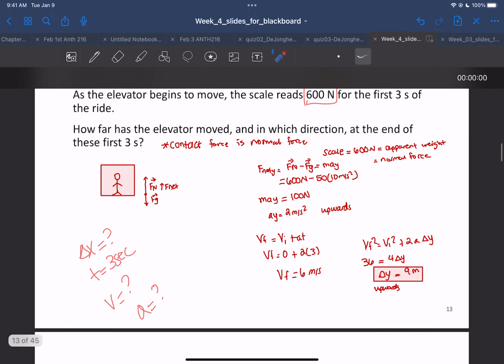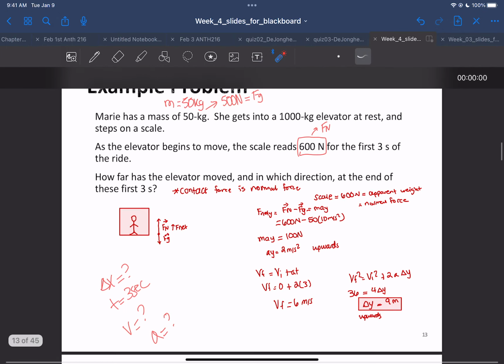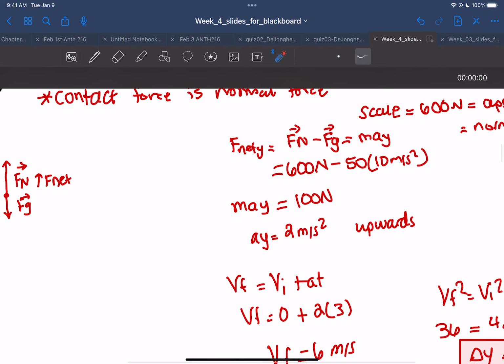Now, if we have may is equal to 100 newtons, right? Well, if her mass is 50 kilograms, right? We know that. We know Marie's mass is 50 kilograms. If we divide by 50, we can get her acceleration that she's feeling, and that's 2 meters per second squared. So that's an acceleration that's positive.